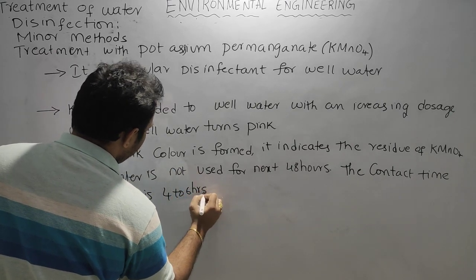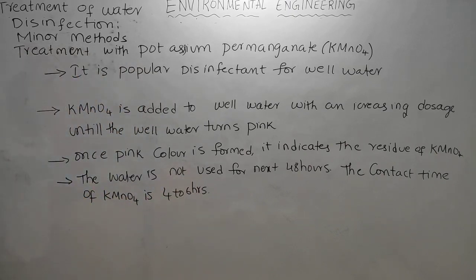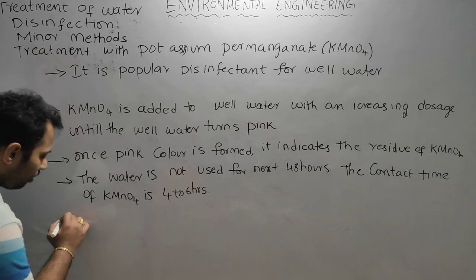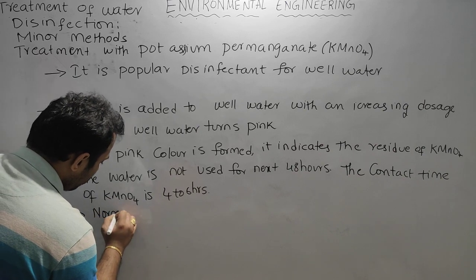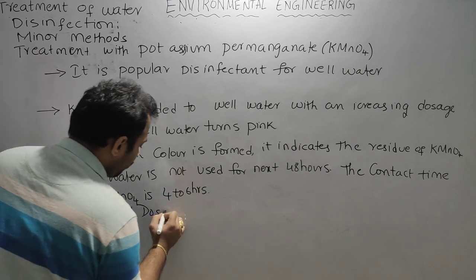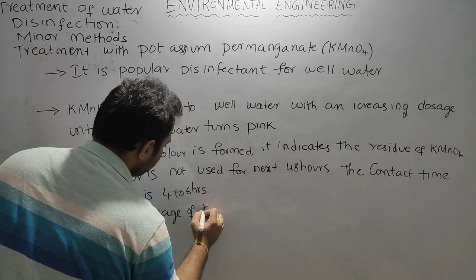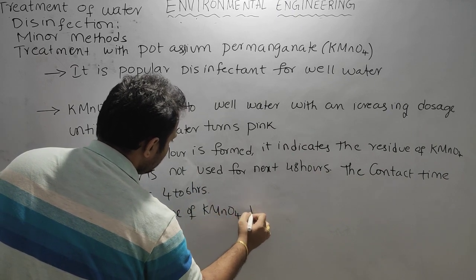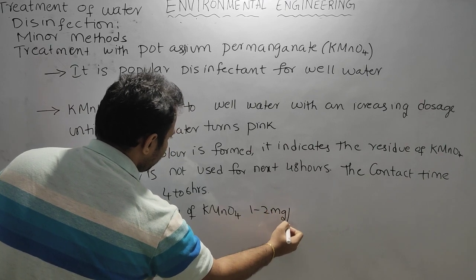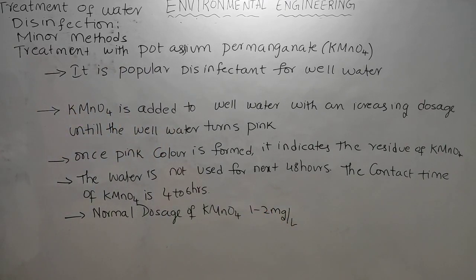Though the contact time is over, we don't take that water for 48 hours because there is residual KMnO4 which will take care of the rest of the contamination coming into the water. That is why we don't disturb it for 48 hours. Generally the normal dosage of KMnO4 ranges from 1 to 2 mg per liter.